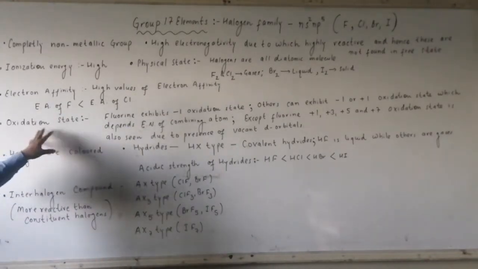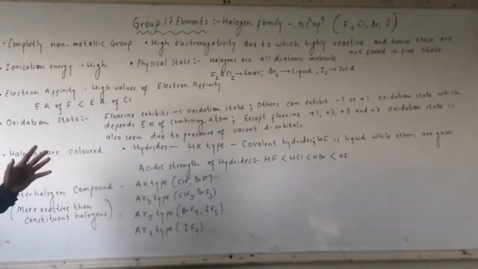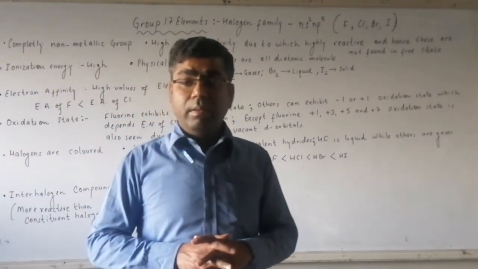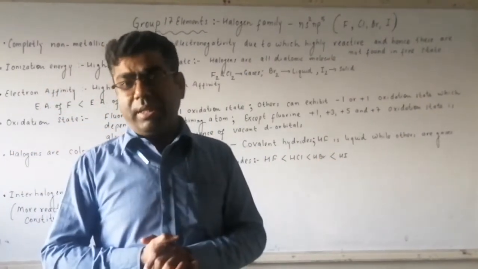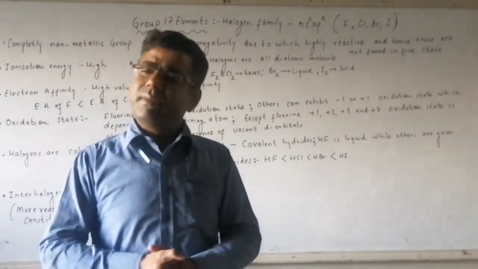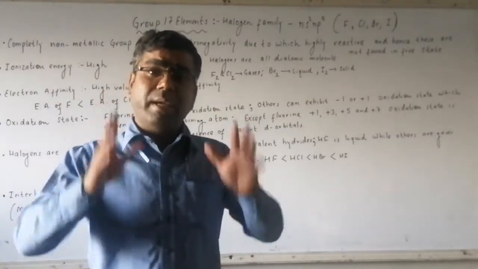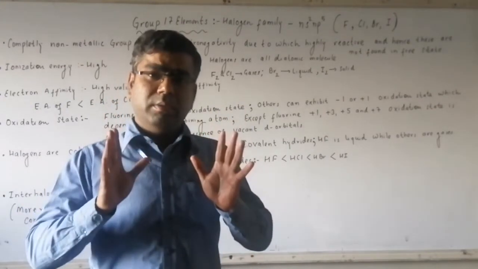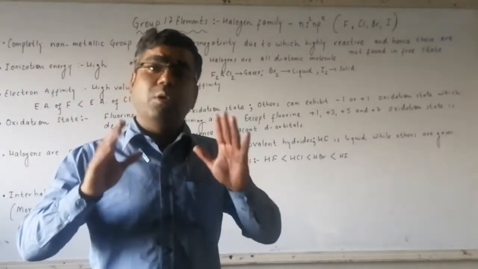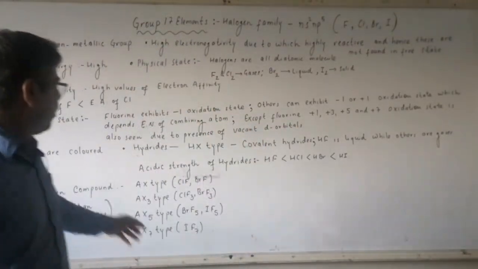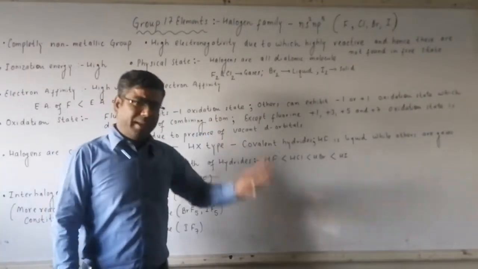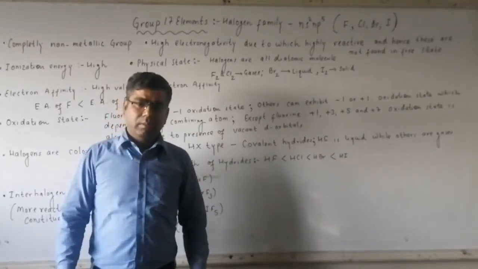Then comes the oxidation state. Fluorine, the most electronegative element of the periodic table, never shows positive oxidation state when it forms compound with any other element. Reason is very simple. It is the most electronegative element. It can take electron from any other element, but it cannot lose electron to other element. That's why in all compounds, it exhibits -1 oxidation state, but for others -1 or +1 is possible.